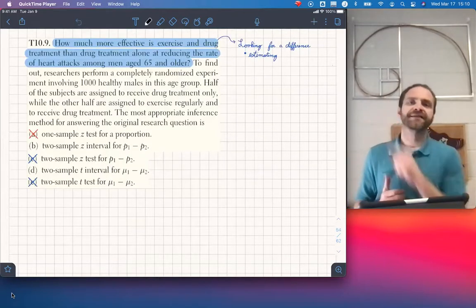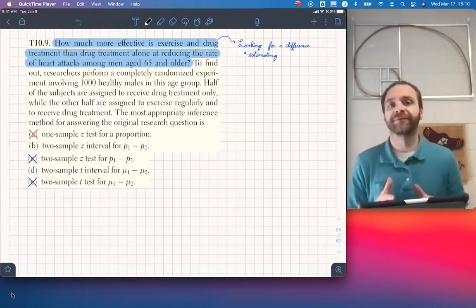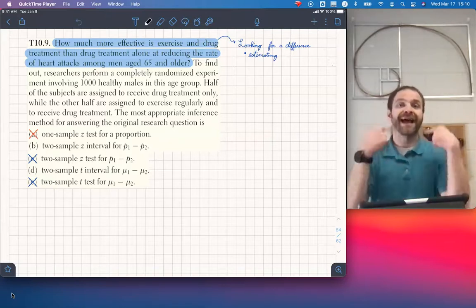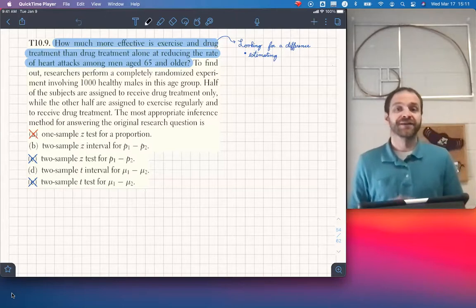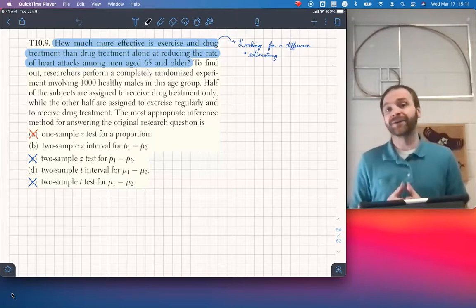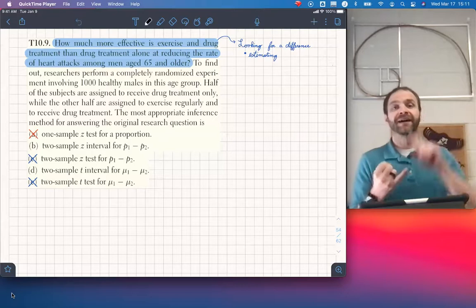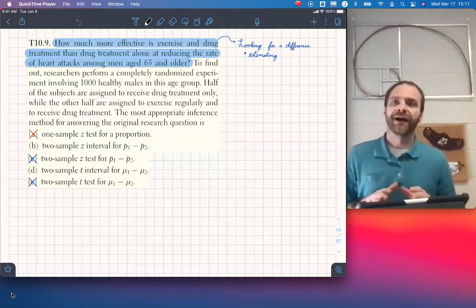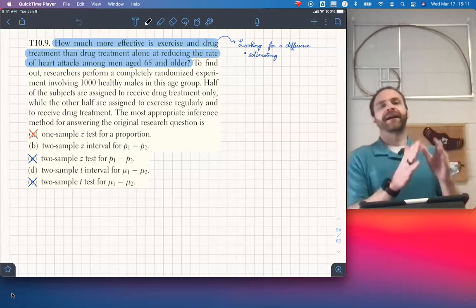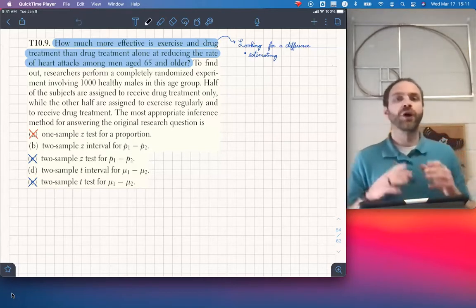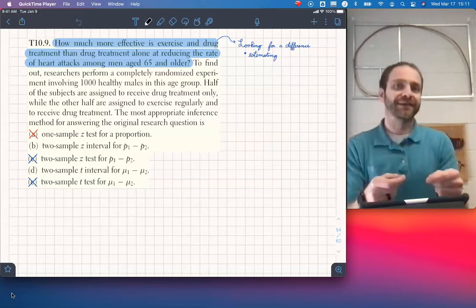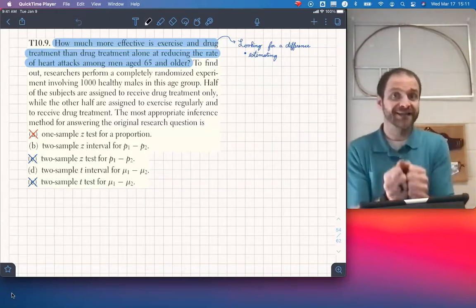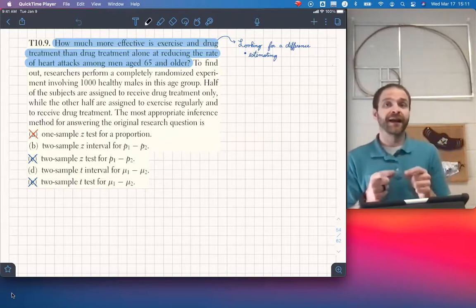And the prompt says in the top here, looking for a difference. You are looking for a difference. This means you are trying to estimate the difference. So that tells me right away I am dealing with an interval. So I can cross out a test. It's not asking me, and this is where it's a little bit hard, is there a difference? You want to know how much more effective it is. So you are looking for a value. You're trying to estimate something. So that's going to be an interval.